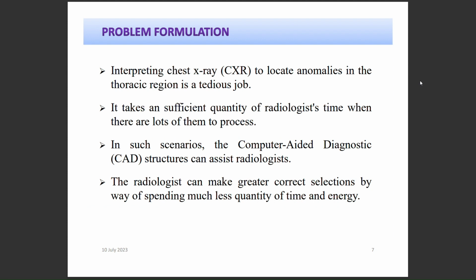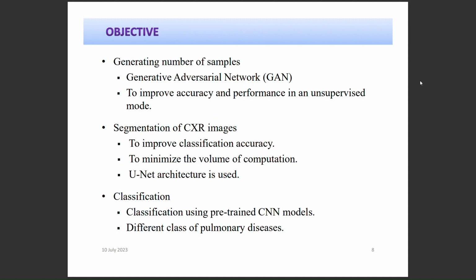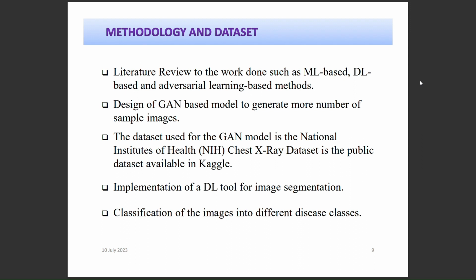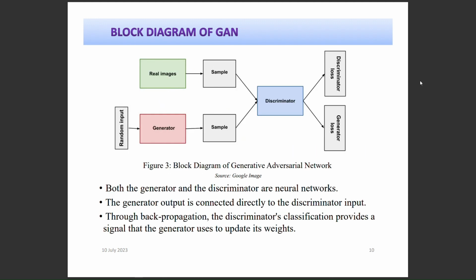The problem formulated was that interpreting chest X-ray images by the radiologist consumes lots of time and energy. In such a scenario, CAD can assist the radiologist by doing trivial processing. The objective of our project is, first, to generate a number of images using GAN; secondly, segmentation of regions in the CXR images; and lastly, classification of images into different classes of pulmonary diseases. The dataset we have used is the NIH-CXR dataset, which is publicly available on Kaggle.